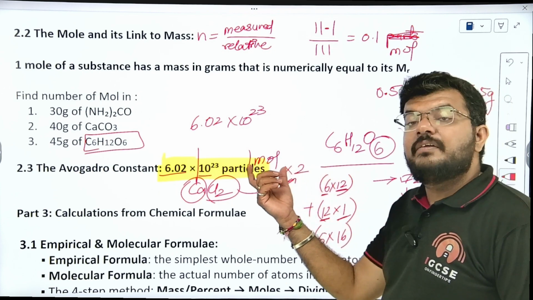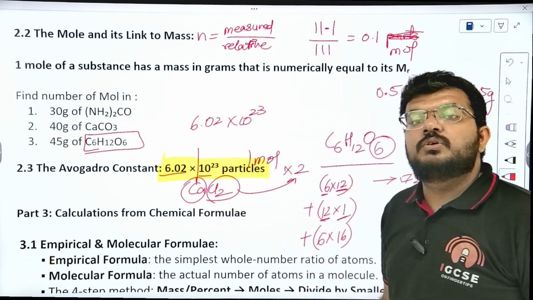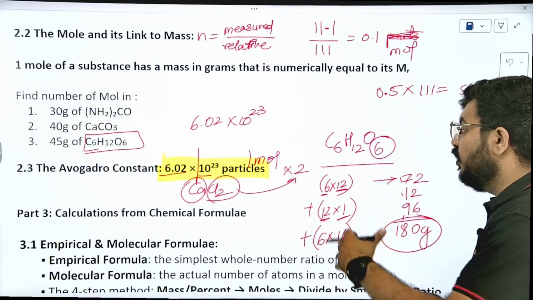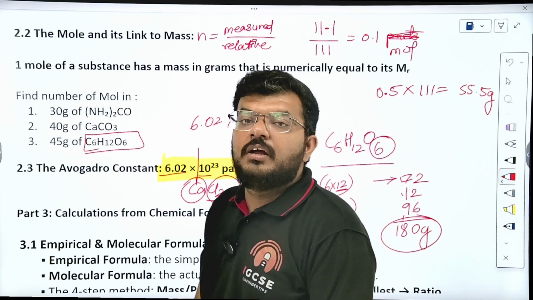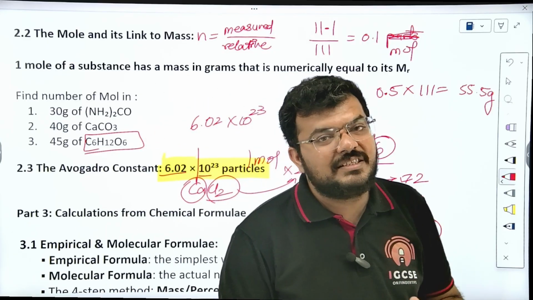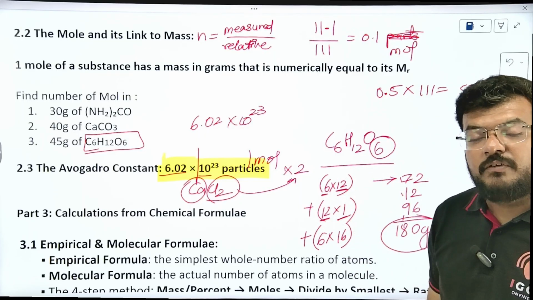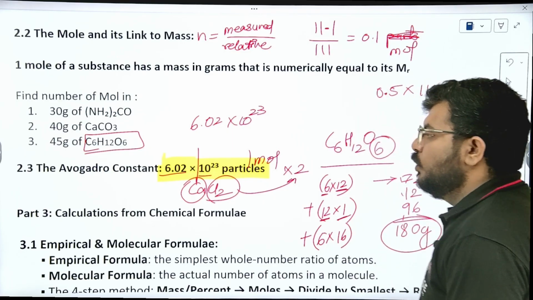They can ask you how many atoms of carbon are there in 1 mole. They can ask you how many ions of chlorine are there in 1 mole, right? And they can ask you how many molecules of this thing are there in 1 mole. So you have to read the question carefully. When they say particles, they can replace it by ions, atoms and molecules. You have to find out which they are talking about and then answer the question.